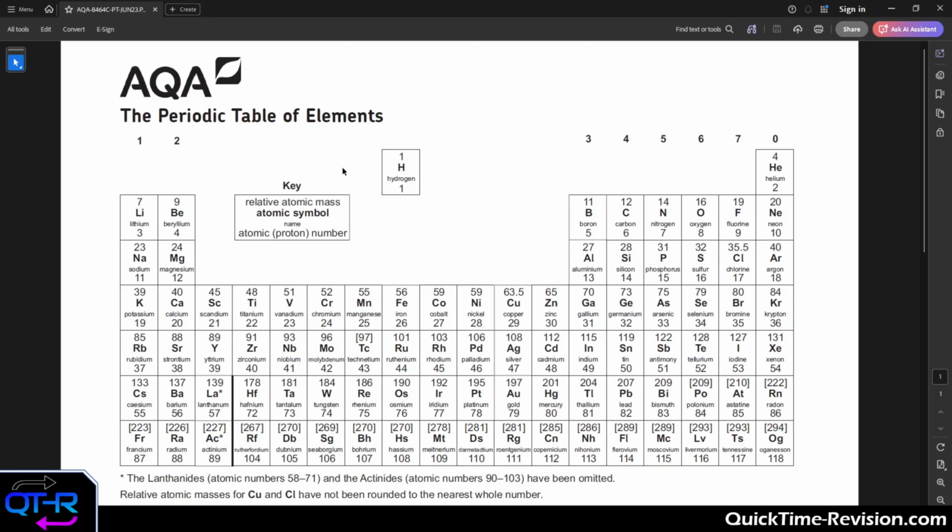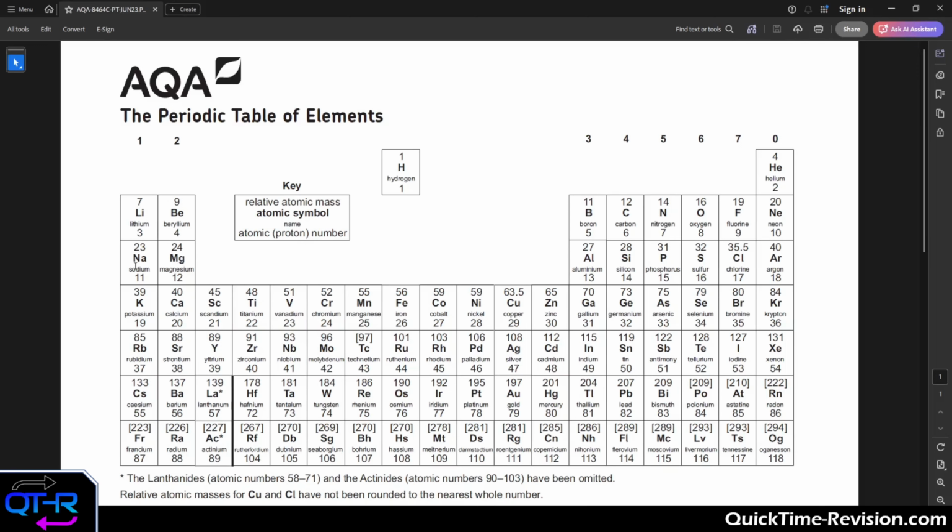Now, the first row, which only has hydrogen and helium, they only have one shell because they're in period number 1. That's row number 1. Beryllium is in row number 2 or period number 2, which means it has 2 shells, and you know what I mean.